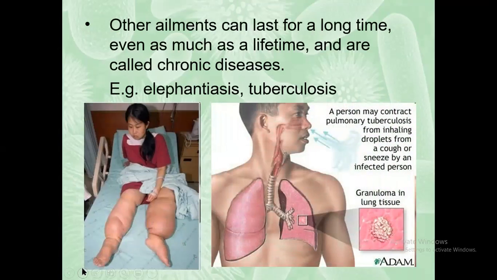Some other diseases can last for a long time, even as much as a lifetime, and these are known as chronic diseases. So that type of disease which is long lasting is known as chronic disease. For example, elephantiasis and tuberculosis are examples of chronic disease.